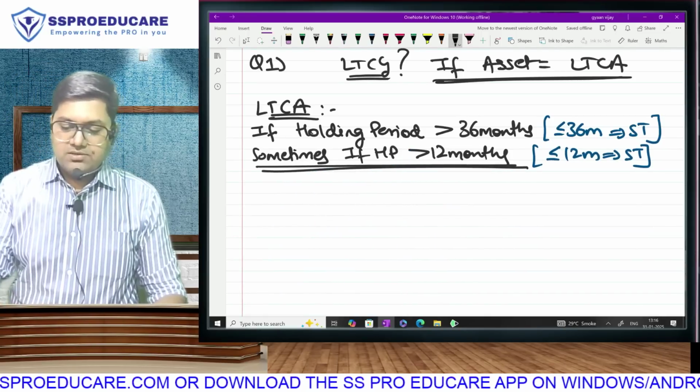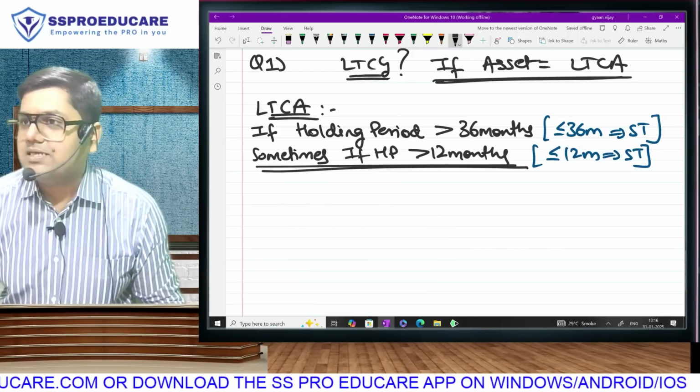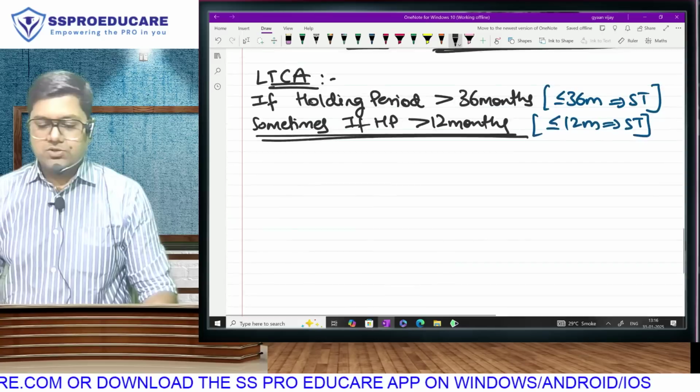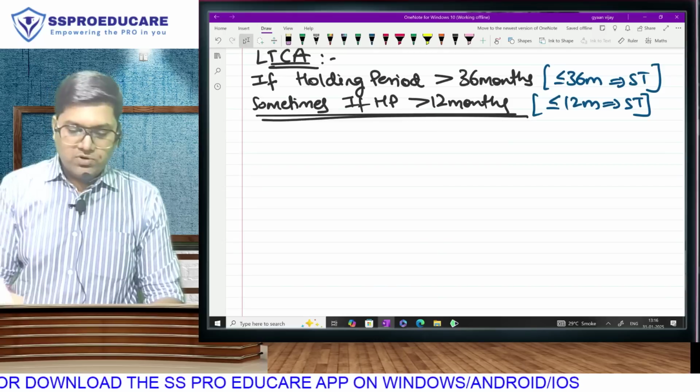So normal rule is 36, but these assets 12. Of course, it is greater than, because less than or equal to are all short term. So these assets the government wants to encourage. Is it clear? What are these assets?